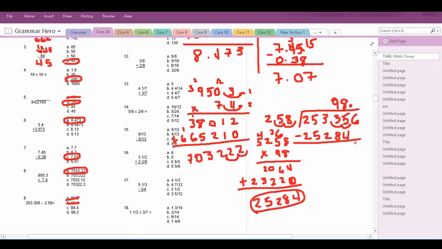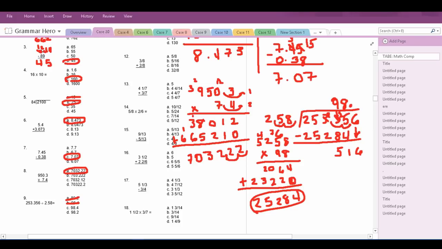5 minus 4 is 1. Again, 8 minus 3, we can't do it, so we have to borrow 1 here. This becomes 2, this becomes 13. 13 minus 8 is 5. 2 minus 2, 0. 5 minus 5, 0. 2 minus 2, 0. We bring down this 6. Okay? We simply bring that one down. We don't have to include it in our calculations.